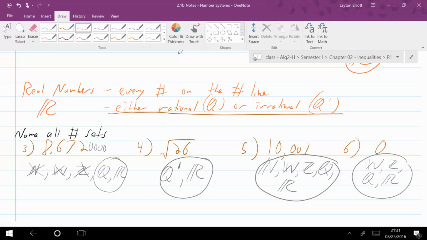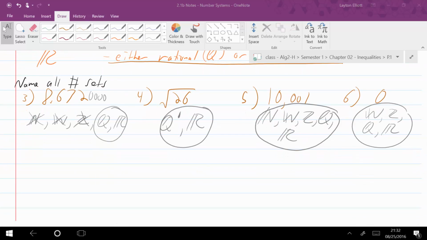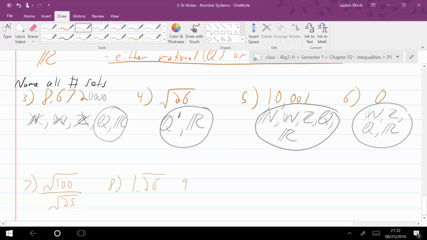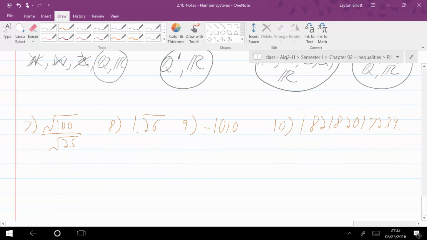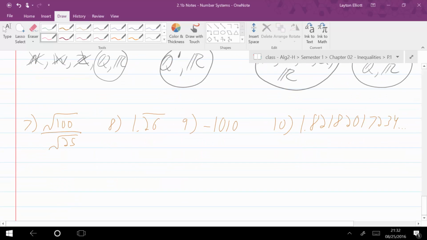Let's do some more examples. Let's make these look tricky. Let's do the square root of 100 over the square root of 25. Then let's do 1.26 repeating. Then let's do the negative 1010. And then let's do this number, 1.821282017234. Okay. Well, the first one right here, that can actually simplify to 10 over 5, which is 2.